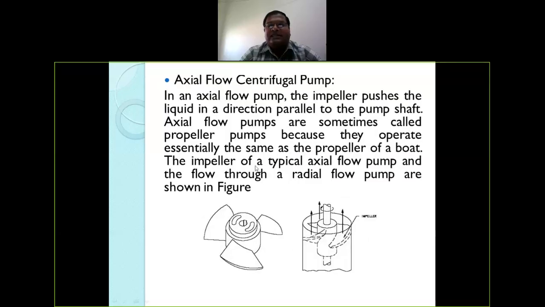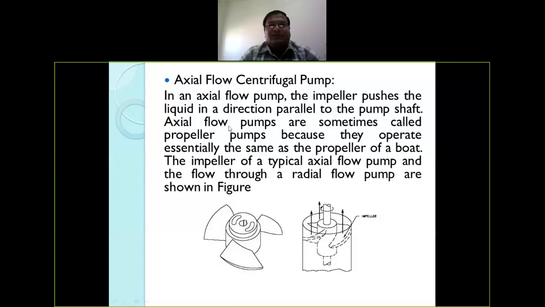Now, the second one, axial flow centrifugal pump. In an axial flow pump, the impeller pushes the liquid in a direction parallel to the pump shaft. The previous one is perpendicular, and here your impeller pushes the liquid in a direction parallel to the pump shaft. Axial flow pumps are sometimes called propeller pumps also, because they operate essentially the same as the propeller of a boat. So you can see this is the figure of the axial flow centrifugal pump.